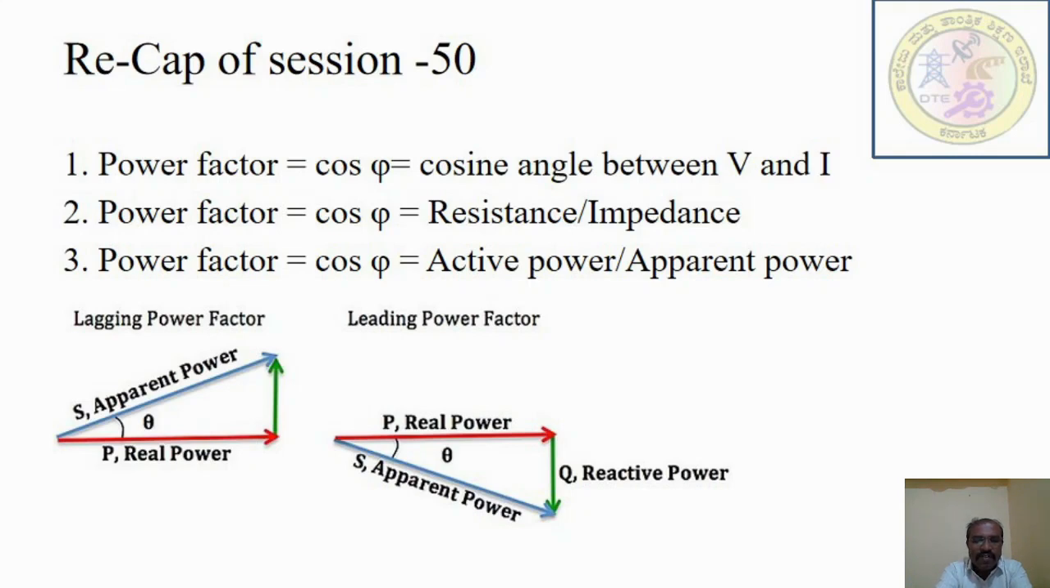It has been defined in different ways. First, it is the cosine of the angle between voltage and current. Second, it is the ratio of resistance to impedance. Third, it is the ratio of active power to apparent power. Active power, measured in watts or kilowatts, is the working part of the power system. It is called true power or useful power.